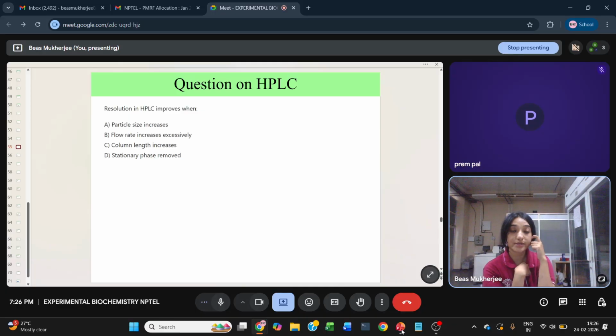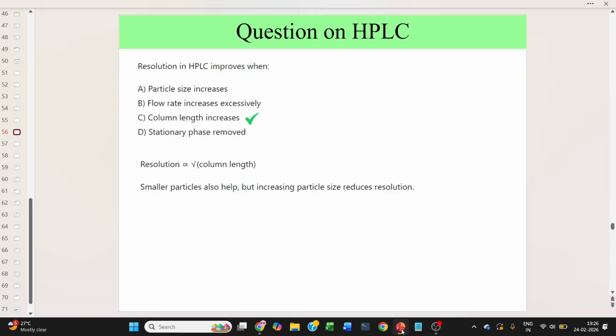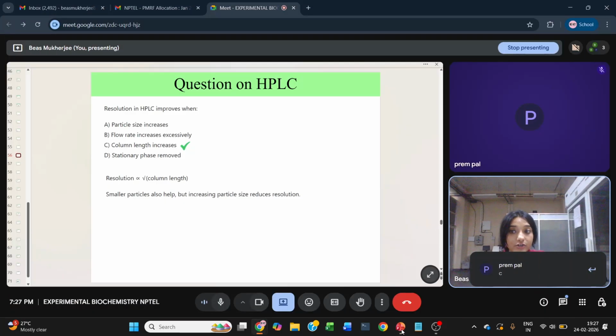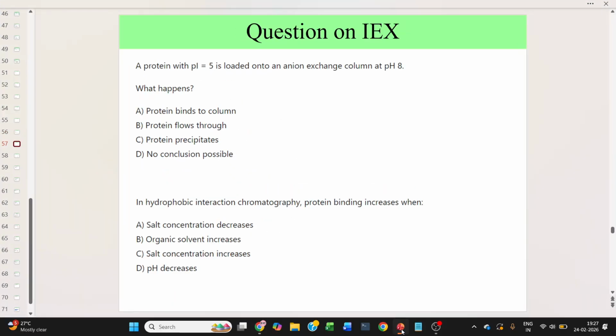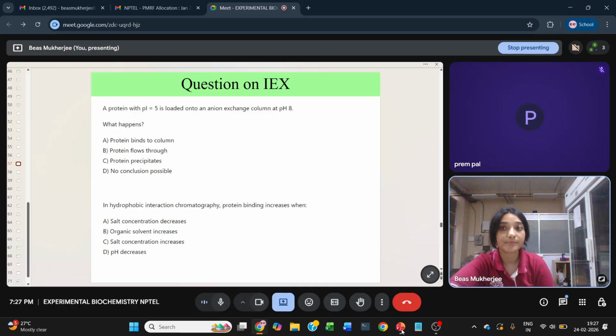So resolution in HPLC improves when particle size increases, flow rate increases excessively, column length increases, and stationary phase is removed. C. Okay. Column length increases. Very good. So we will talk about this in detail now. Resolution is proportional to the root of column length. Remember. Smaller particles also help, but increasing particle size reduces the resolution. Okay. Now we have another two questions.